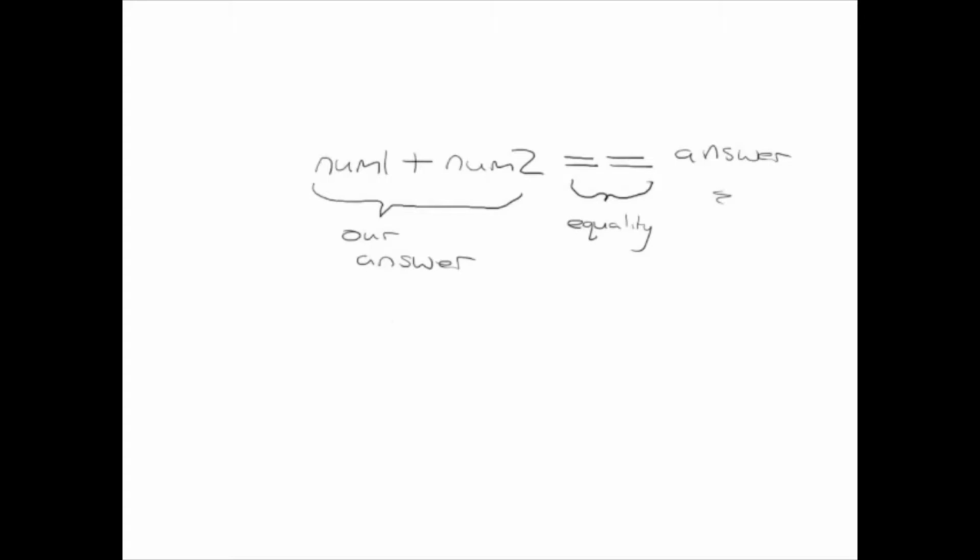operator. Now, it's not to be confused with a single equal sign. A single equal sign is assignment, where we're giving a variable a value. Two equal signs is equality.